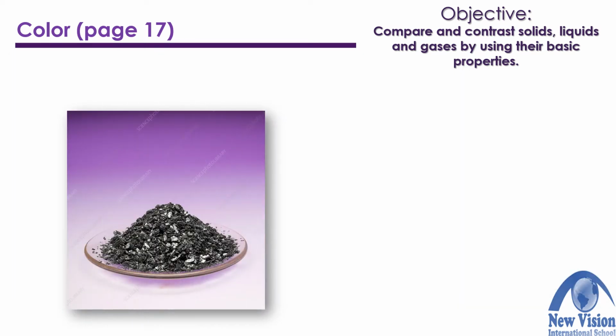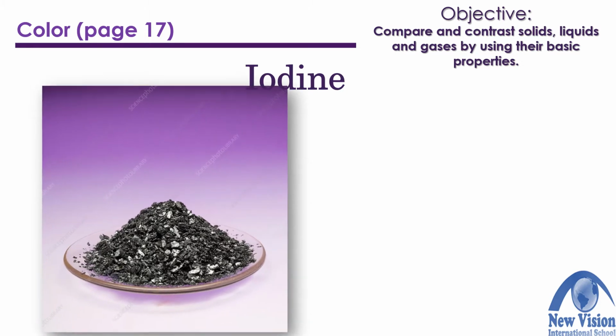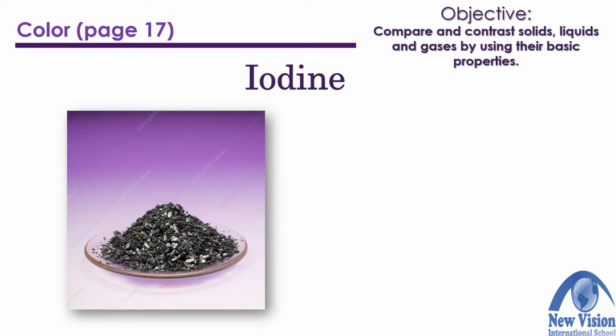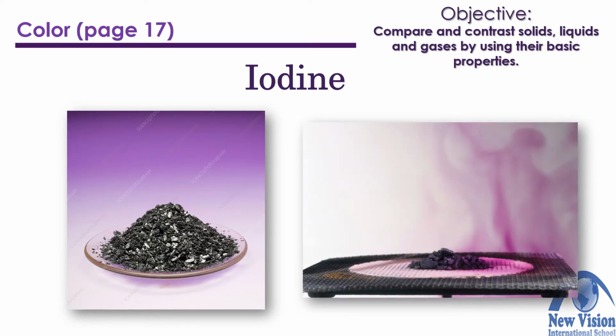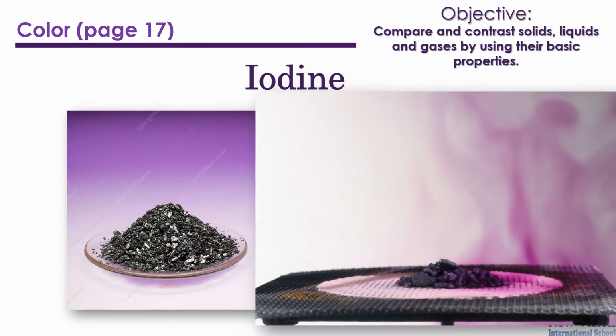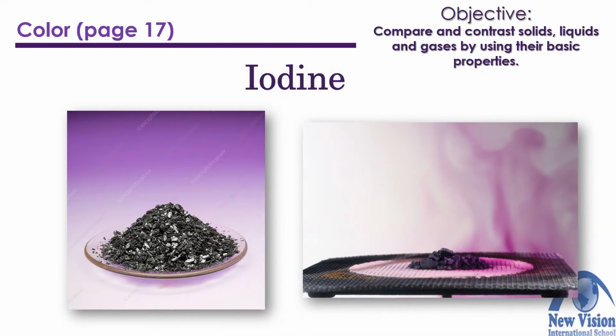This substance is iodine. Solid iodine is dark purple, almost black. When this solid iodine is heated, heat turns it into purple gas. Solid and gaseous iodine have different colors.